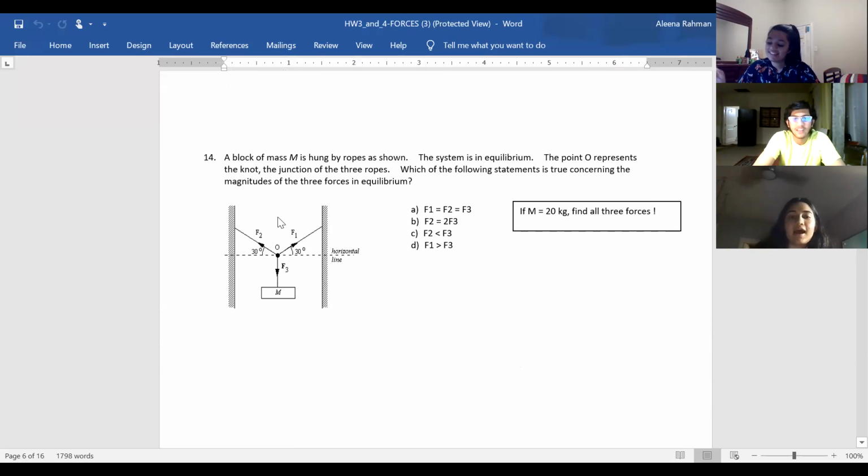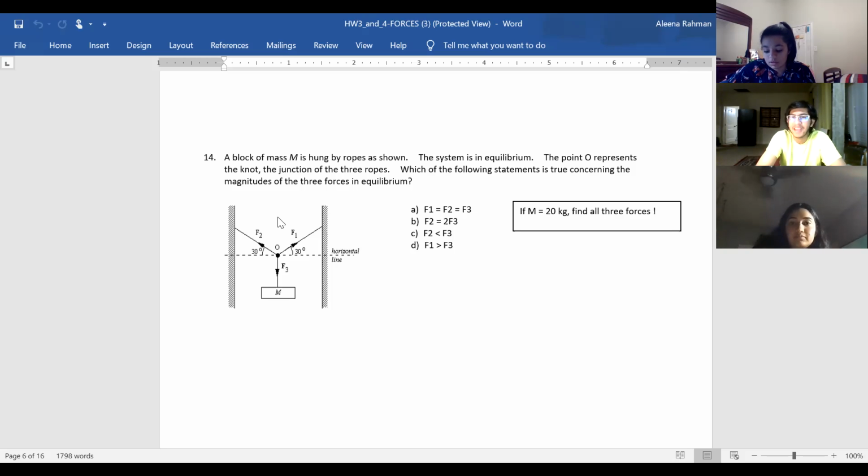Yeah. I would just assume that the sine of F1 would be equal to the sine of F2, right? You would just assume that, and then vice versa with the cosine, and then you would say that 2 times F1 would be equal to the weight, or 2 times F1 sine theta would be equal to it. I still don't feel solid about it. It's kind of like you just have to work through it.